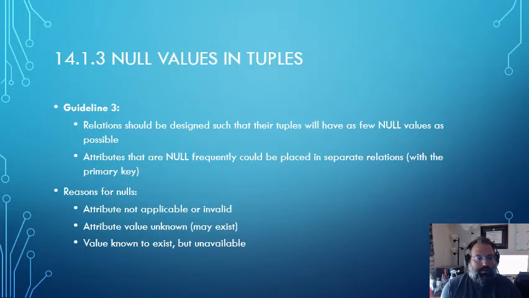Guideline number 3 deals with null values in tuples. Relations should be designed such that their tuples will have as few null values as possible. Attributes that are null frequently can be placed in separate relations with the primary key. Reasons for null include attributes not applicable or invalid, attribute values unknown, or the value known to exist but is unavailable.